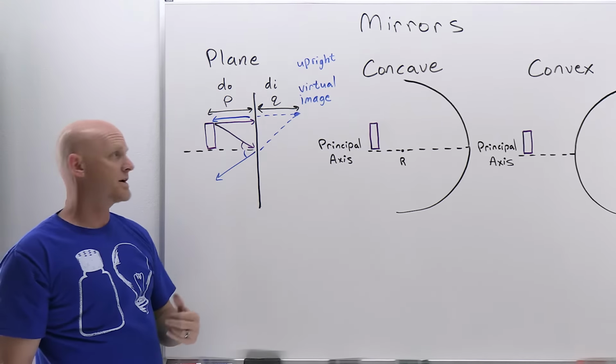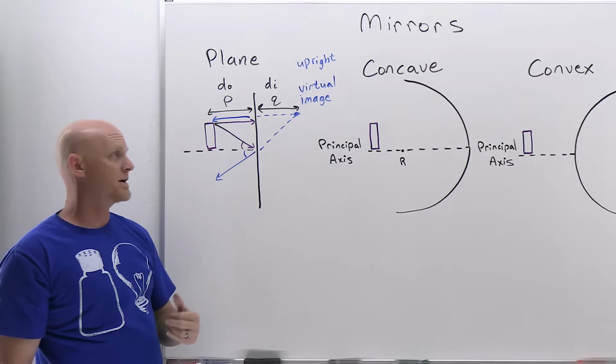But what you can do is extrapolate back and see that they look like they all came from a common point behind the mirror. Now, did the light rays really originate from that point? No, they didn't really. And that's why they call this a virtual image. The light rays don't really intersect there in this case.